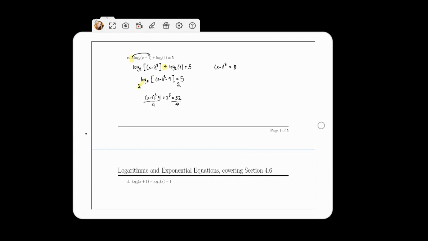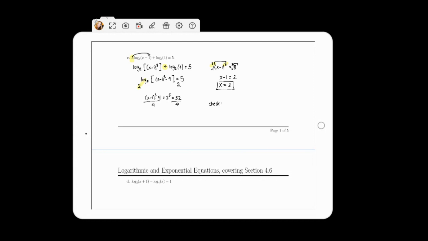Now to get rid of the third power, we apply its inverse function, the third root, to both sides. This cancels the powers. And so we are left with x minus 1 equals the third root of 8, which is 2. Just add 1 to find that x equals 3 is the answer. And then we go and check and see if we're allowed to put 3 in for x.